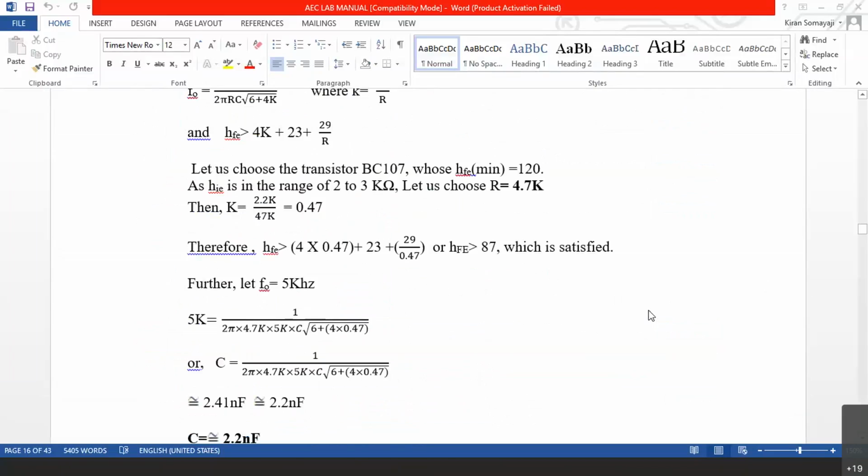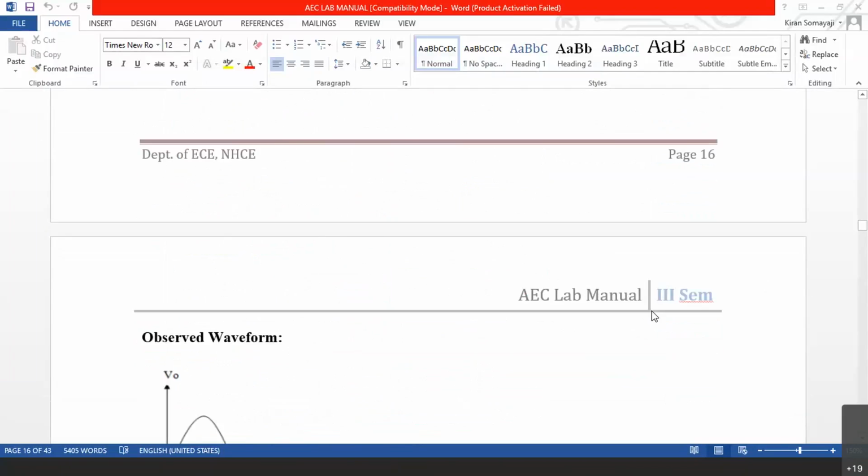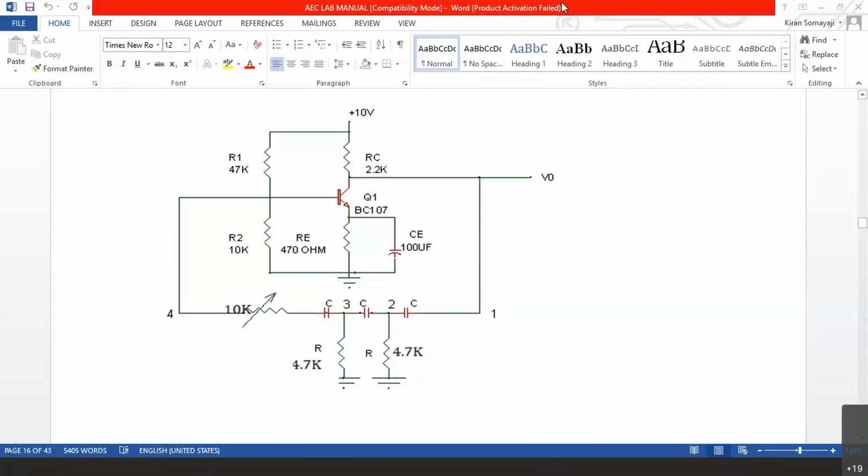Next, the last part here now, we are going to measure the phase shift. Theoretically, we have seen that this network is going to introduce 60 degrees, this network is going to introduce 60 degrees, and finally this potentiometer along with the input impedance of the transistor or amplifier is going to introduce 60 degrees. Theoretically, we know. Practically, we want to measure. Practically, we have this 4.7K here, and here we have 2.2 nanofarad.